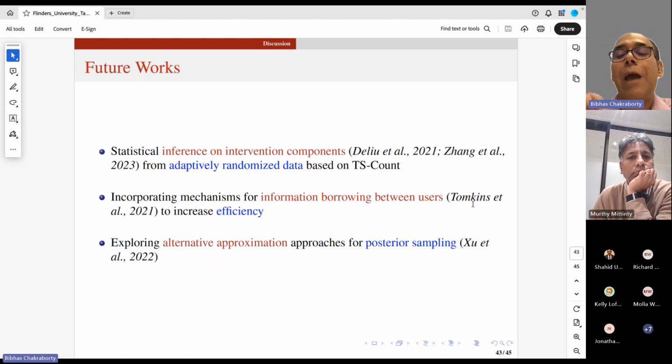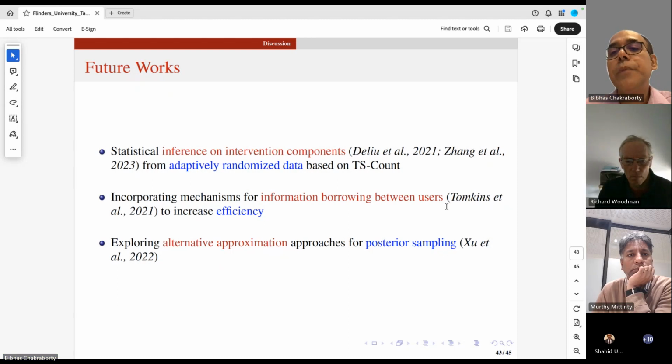I mentioned, we have not done it specifically in our application, but information borrowing between different users. So there might be similar patients. You may want to tap into their data and give the best possible treatment to the current patient. You can do that, it has been done. This Tompkins et al. paper appearing in Machine Learning, that journal, I think they do it for continuous data. We have not extended it to count data yet, but it exists.